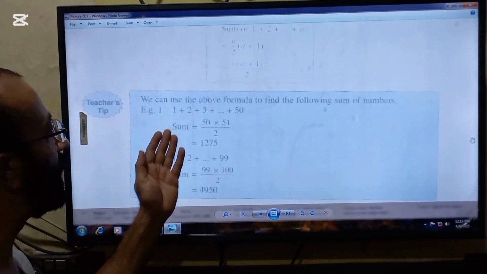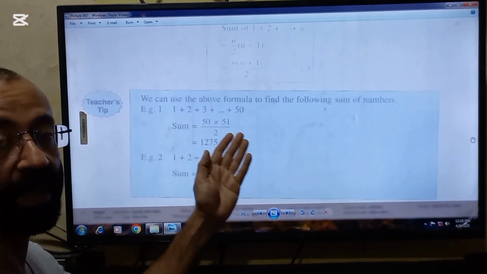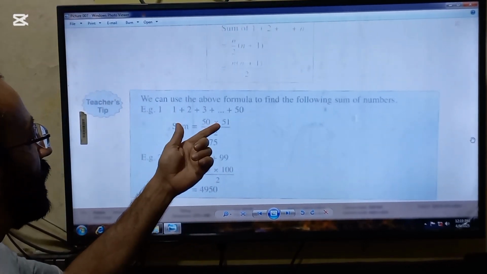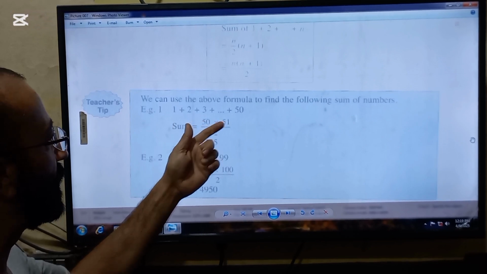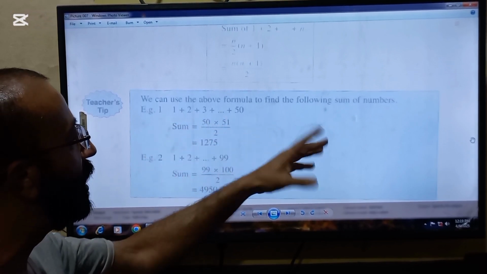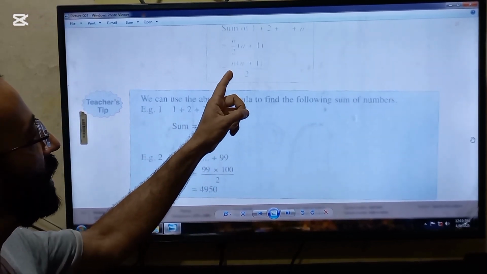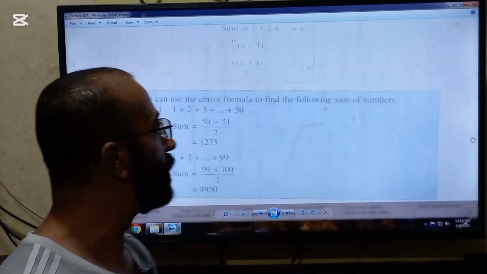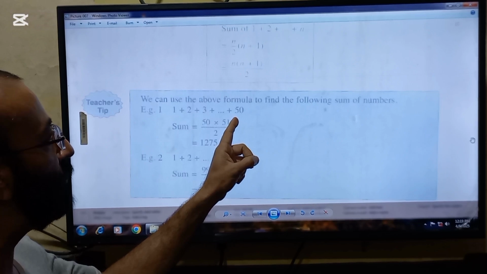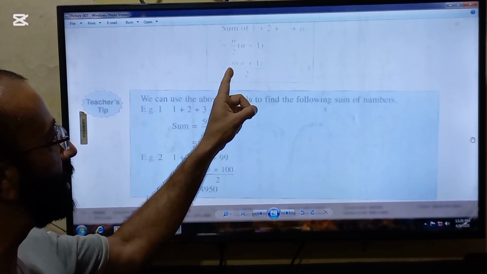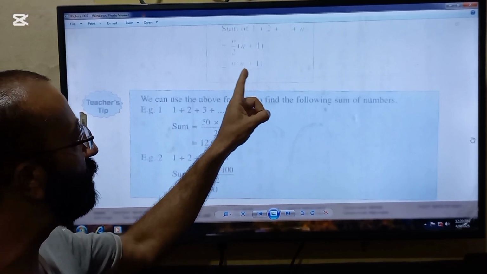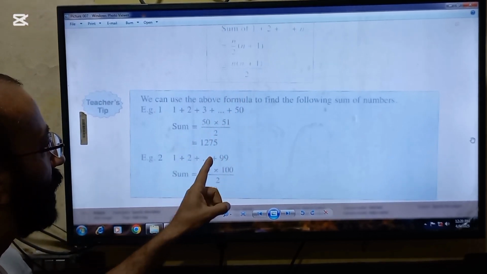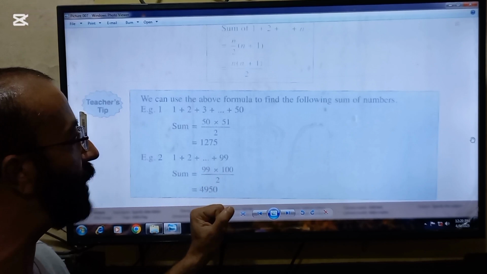For example, we are given a number sequence whose difference between consecutive terms is the same, and what is required is to add up all the terms of the number sequence: 1 plus 2 plus 3 up to 50. So the formula n into n plus 1 over 2 will be used, where n is the number of terms. In this sequence we can see 50 terms are given. So 50 will be placed here, and n plus 1 will make 51. The over 2 will remain the same. After solving this, you will get an answer of 1275.